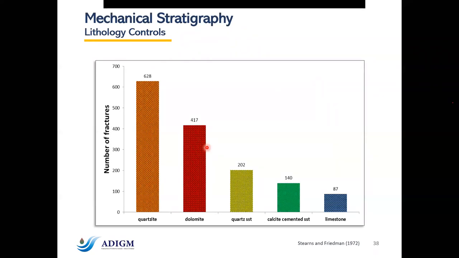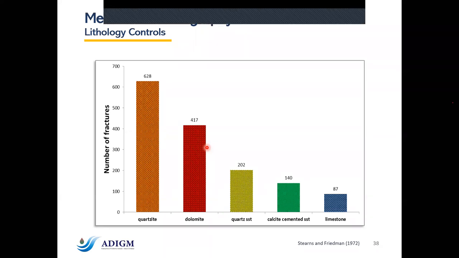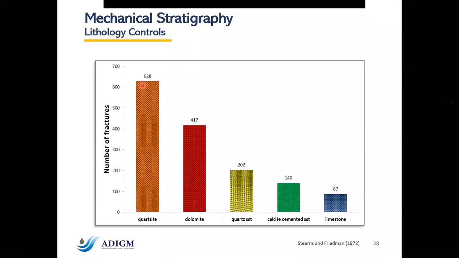This is from Stearns and Friedman, that the different lithology, because of their brittleness and mechanical properties, may have different numbers of fractures. For example, we have a quartzite. It's very brittle, so the number of fractures or the fracture intensity is very high, compared to the dolomite, second one, quartz sandstone, calcite cemented sandstone, and limestone, which has the least fracture.